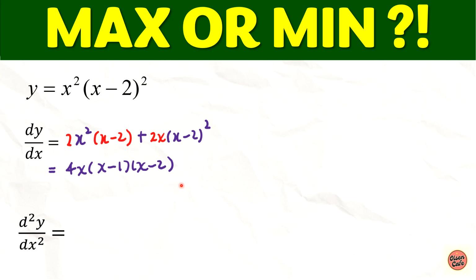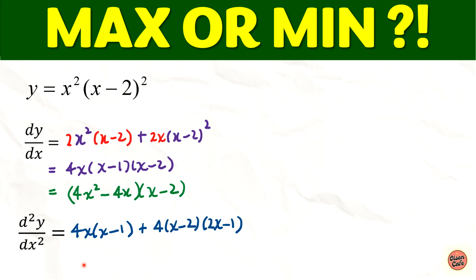To do this, you can see that there's a product of three terms. So to simplify our working, I am going to expand this and make it into the product of two terms. Using this, again I am going to use the product rule to find the second derivative. You can pause the video and try to work it out and see if you are able to get the same expression as mine. So I will get 4x times (x minus 1) plus 4x times (x minus 2) times (2x minus 1).